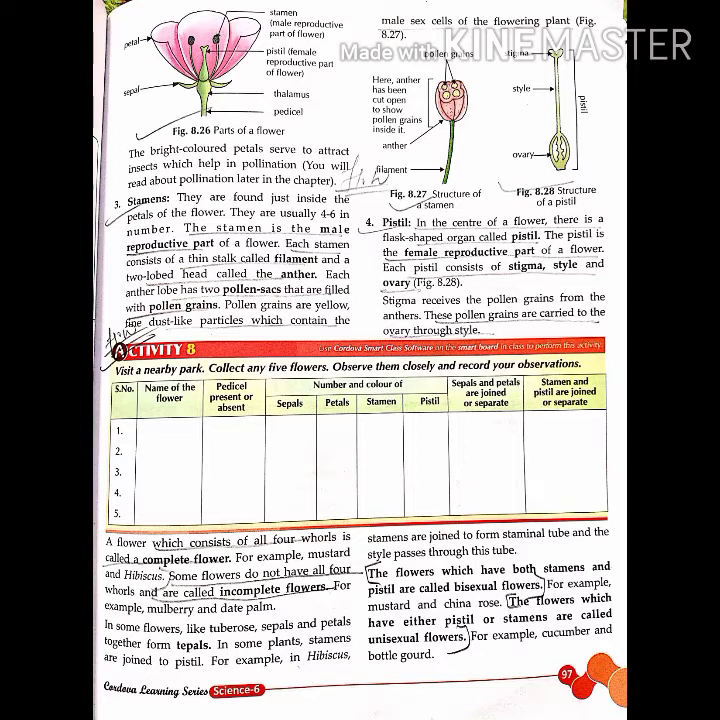Each anther lobe has pollen sacs in which the pollen grains are present. The pollen grains are yellow in color, as you have seen in the picture. They are dust-like, small particles, like dust, which contain the male sex cells of the flowering plant. Okay, the stamen is the male reproductive part, not the male sex cells. And these pollen grains which are present in the anther are the male sex cells of the flowering plant.